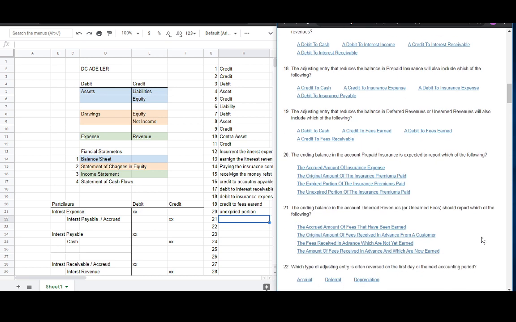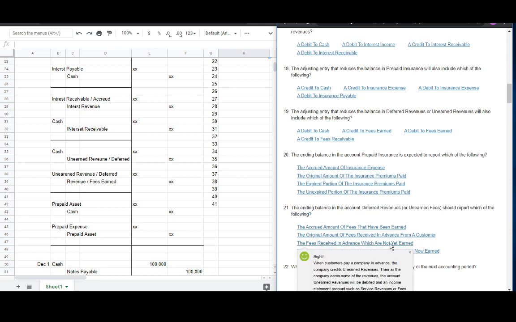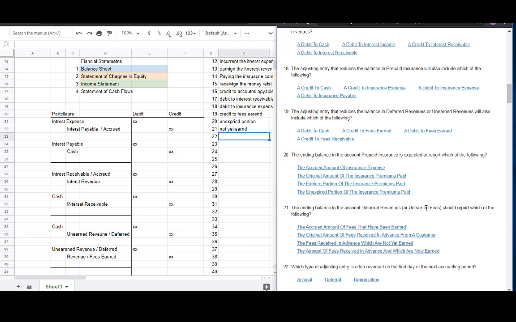Number 21, the ending balance of the accounts deferred revenues should report which of the following? It would be the original amount of fees received in advance from a customer, which they are not yet earned. Kasi kapag na-earn na siya, then we will recognize service revenue or sales revenue. However, here, it is not earned, so it is a liability.